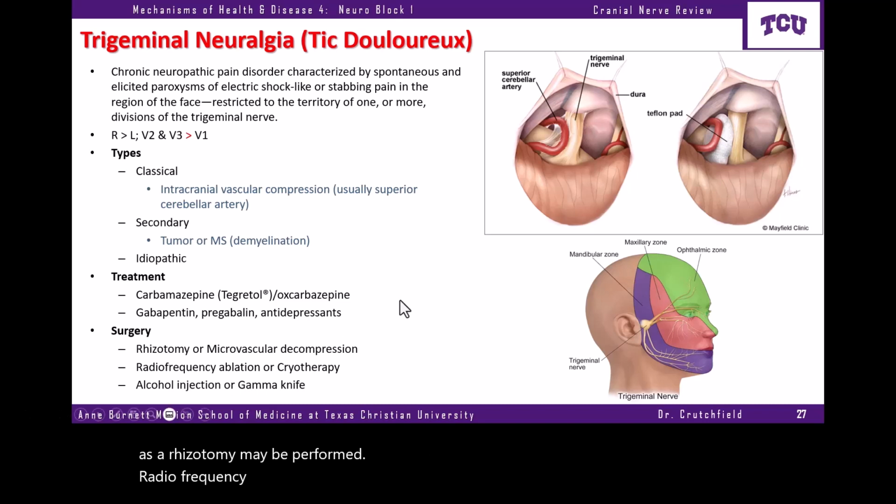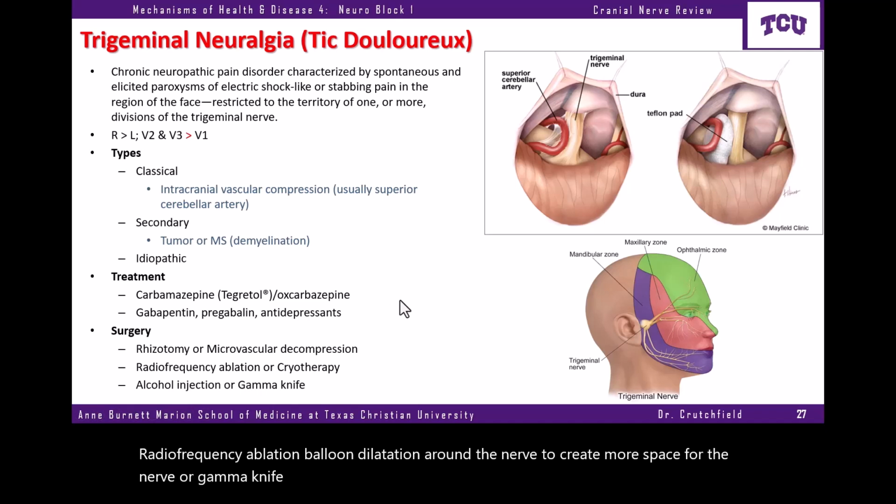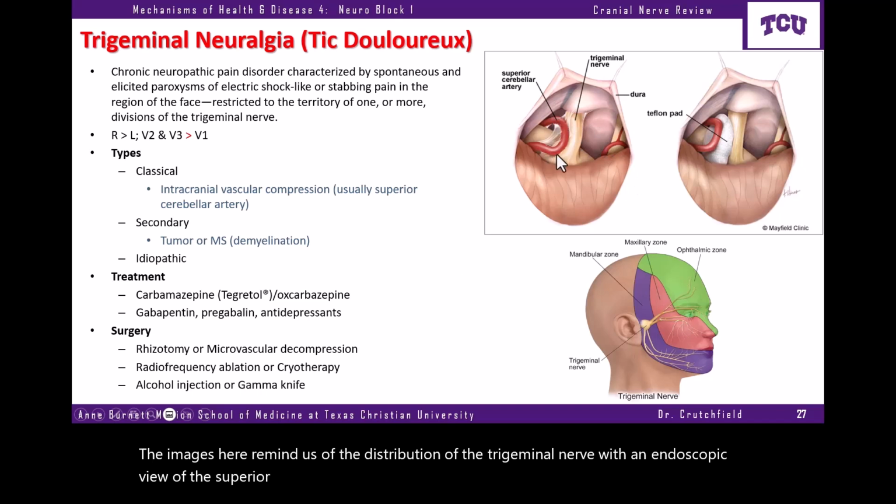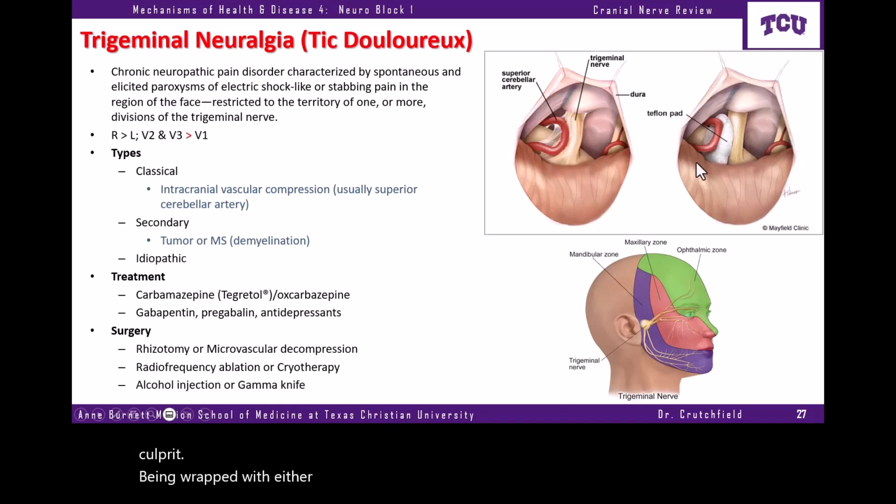Radiofrequency ablation, balloon dilatation around the nerve to create more space for the nerve, or gamma knife surgery can be done. None of these are free of side effects or complications. The images here remind us of the distribution of the trigeminal nerve with an endoscopic view of the superior cerebellar artery, which is the most common vascular compressive culprit, being wrapped with either gauze or Teflon to prevent any pressure on the adjacent trigeminal sensory nerve root.